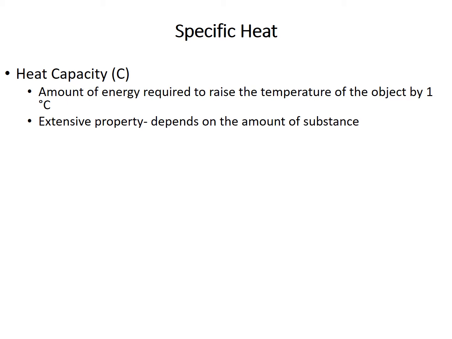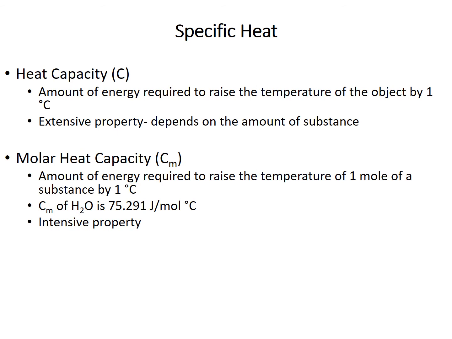A lot of times when we've used heat capacity, that's been in terms of a particular calorimeter or some object that we're familiar with. So that's typically why we would use those units. Another one is molar heat capacity, which is C sub m. This is the amount of energy required to raise the temperature of 1 mole of that substance by 1 degree Celsius. So for example, the molar heat capacity of water is about 75 joules per mole times degree Celsius. This one is intensive because you have moles being accounted for in the unit itself.